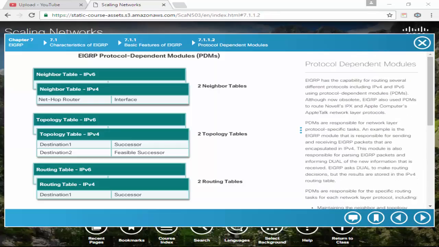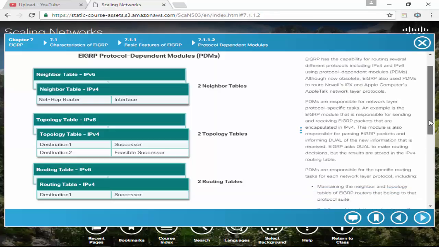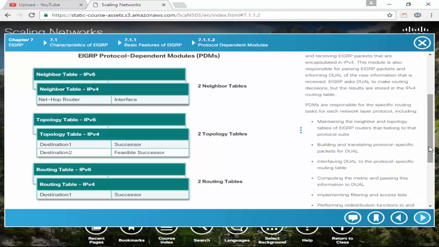Yeah, basically it's talking about IPX and stuff, but now we only have IP version 4 and IP version 6. So what it's saying is the protocol dependent modules: what protocol is it dependent on? Well, we have a table for IP version 4. We have a table for IP version 6. If we're running IPX or AppleTalk or something, apparently we could have those things different, right?